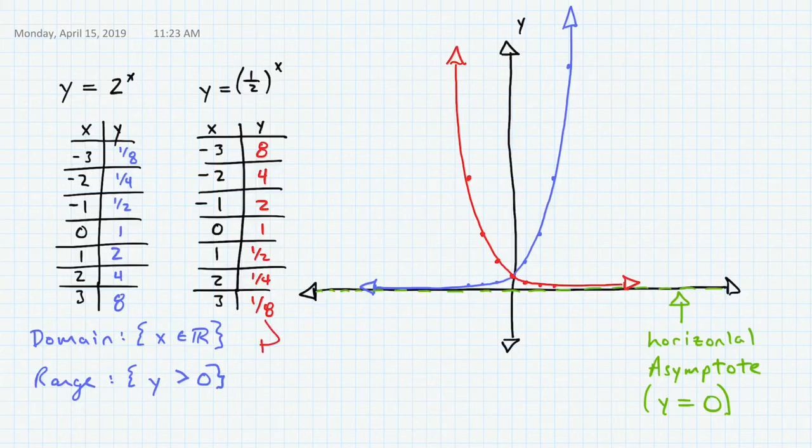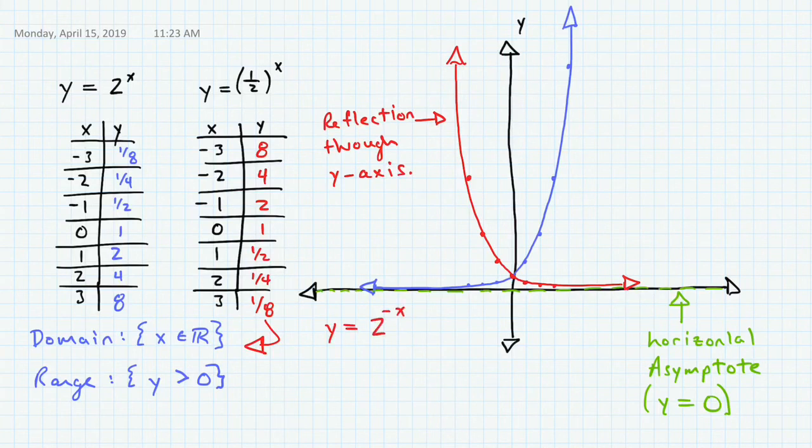The domain and range of y equals a half to the power of x is exactly the same as the domain and range for y equals 2 to the power of x. Now we'll talk about the fact that this red graph is a reflection of the blue graph through the y-axis. What we have to remember from functions is that a reflection through the y-axis is y equals f of negative x. So I just make my x negative, so it becomes 2 to the power of negative x. Well, we can actually separate that.